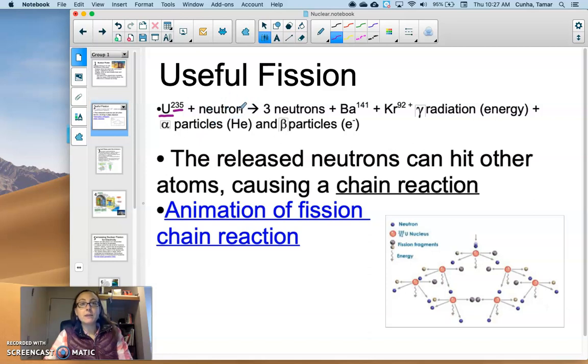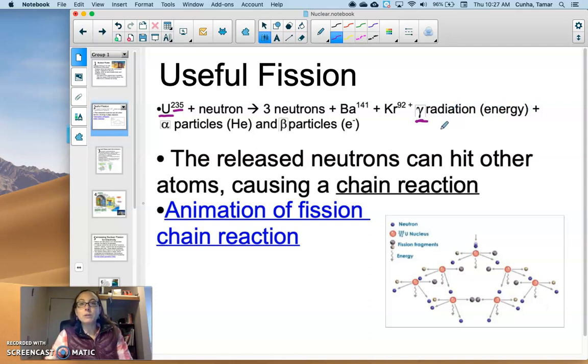In order to kickstart that reaction, rather than waiting for it to happen naturally, we can bombard one atom of U-235 with a neutron, which makes it undergo fission, and the result is we get three neutrons that come out. We get some what are called fission fragments, so smaller atoms. It could be things like barium and krypton, those are pretty common. And then we also get gamma radiation. This is the energy that we capture.